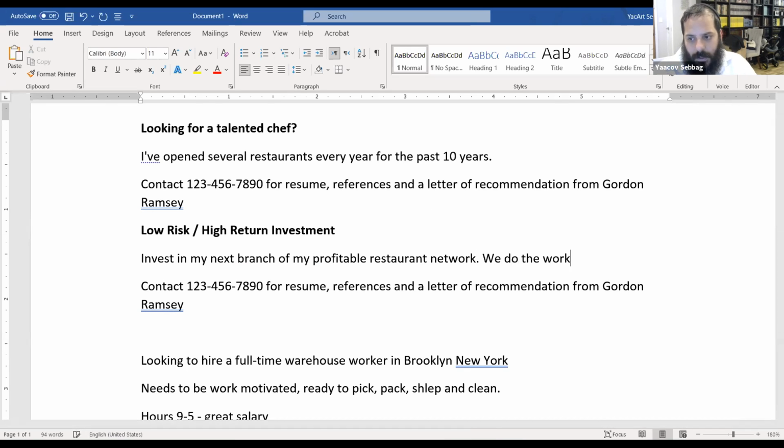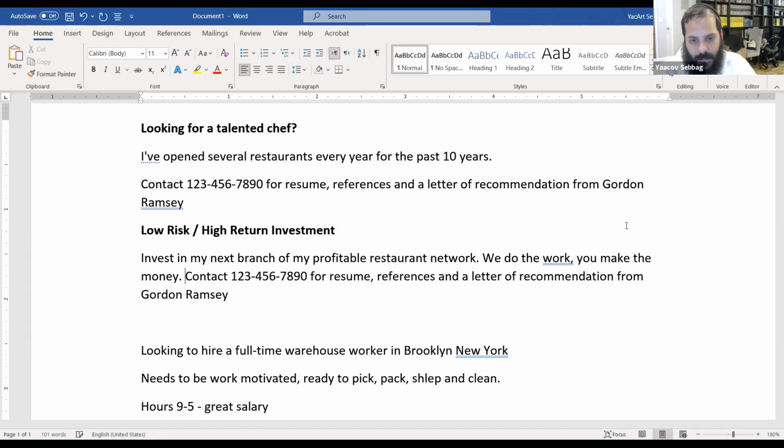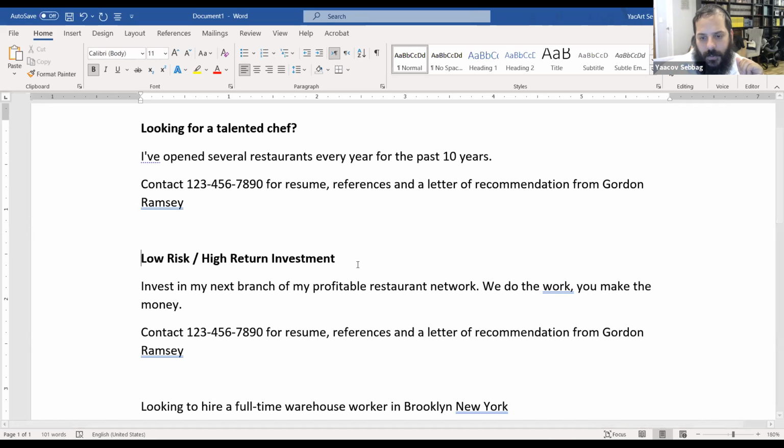We do the work, you make the money. Okay, so take out the first line about contact info. Okay, so do you see it's there twice? In which one is it there twice?